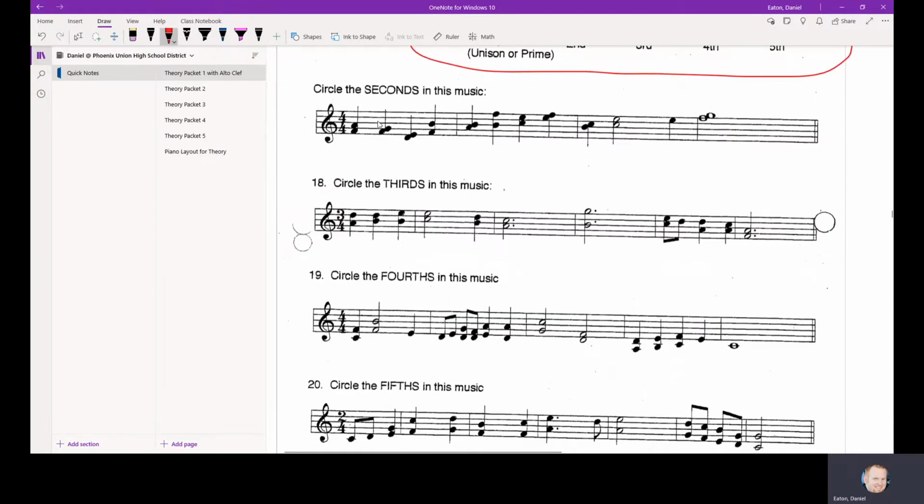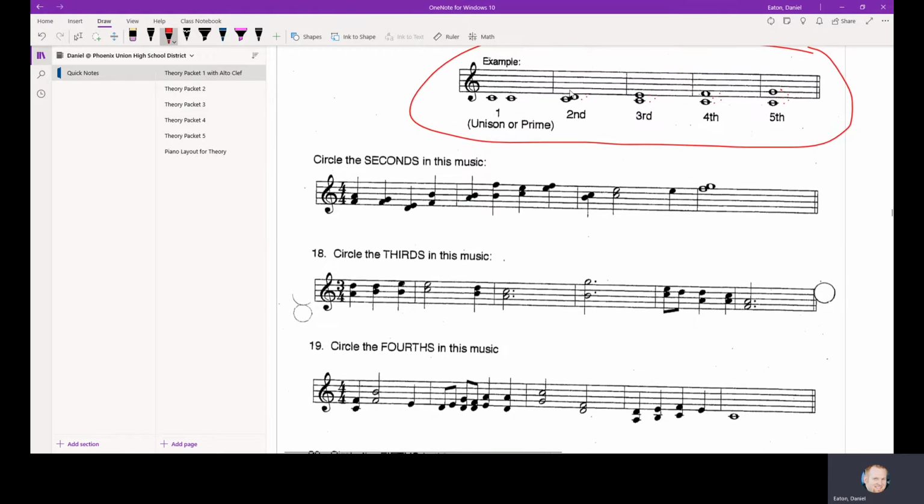For these examples right here, I'm going to do about half of them so you can see what the intervals look like, and then you'll do the second half. So circle the seconds in this music. The seconds are the ones that look like this, where it is one note and then the very next note of the alphabet. For example, this one kind of looks like this one, right? Obviously, it's not the same lines and spaces, but it's going from this first space to the next space. This one, however, is going from the first space to the second line. There's nothing in between here, right? So that is an example of a second. I'm going to circle that. Pretty much circling everything that looks like that.